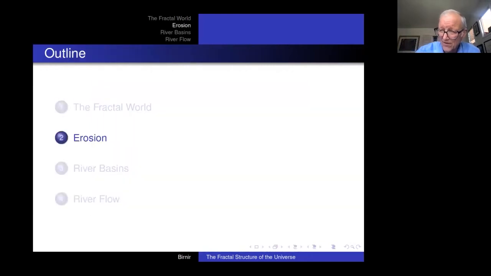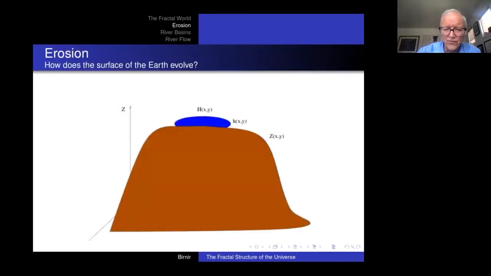But the fractal that we're going to talk about today is the Earth. And it all starts with erosion. So let's imagine that we have a mountain, and then we have a bunch of water, which is this blue ellipsoid on top of the mountain.